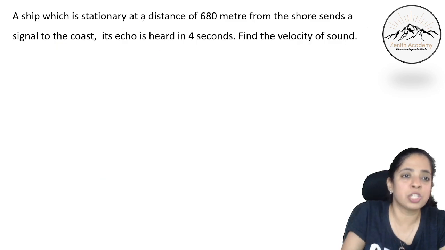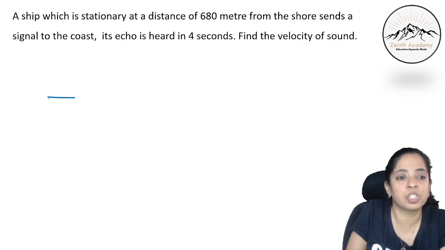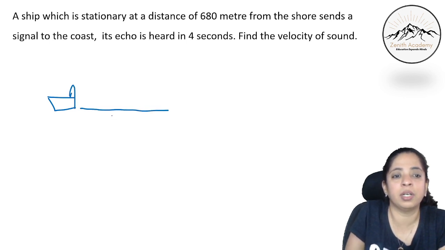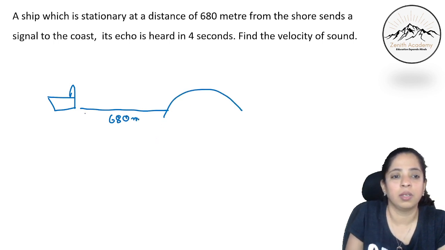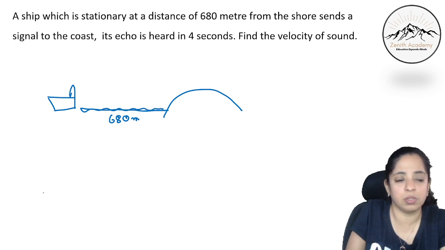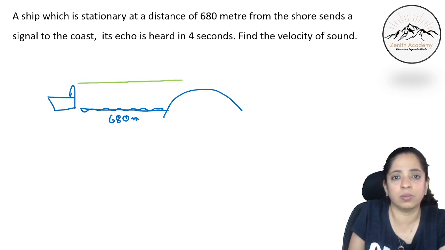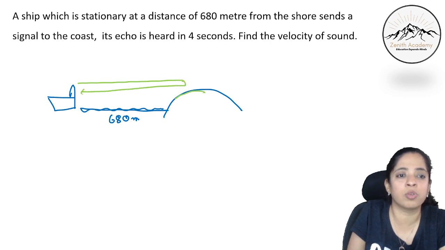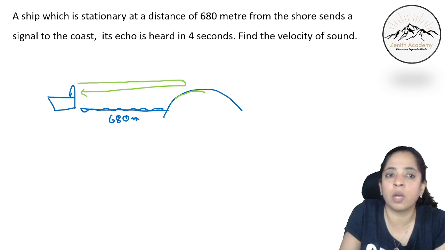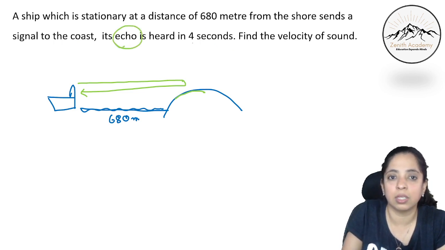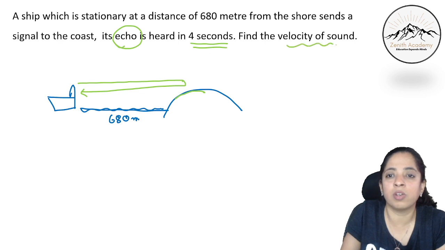Next, a ship which is stationary. अब यहाँ पे एक शिप है, स्टेशनरी खड़ी हुई है, at a distance of 680 meter from a shore. ये शोर है ना, किनारा है, ये पानी है. It sends a signal to the coast. Its echo is heard in 4 seconds. तो कोस्ट पे आके वापस रिटर्न होके echo सुनाई दे रहा है. तो अब ये डेफिनेटली echo का क्वेश्चन है, तो इसमें 2D लगेगा. Time is 4 seconds. Find the velocity of sound.